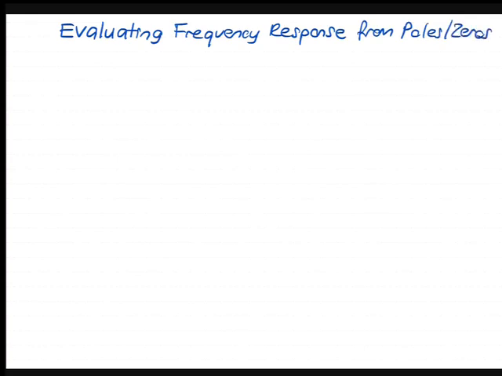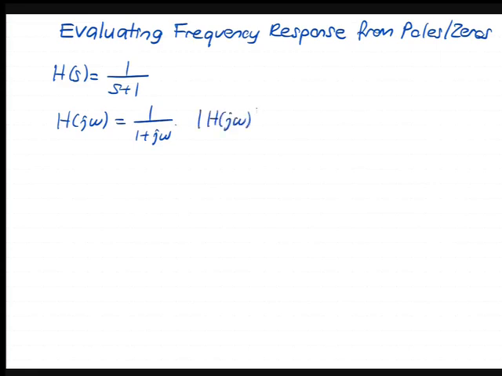So let's start simple. Let's think of an example where h of s is 1 over s plus 1. Is that low pass, high pass? You should be able to see this anyway, right? The frequency response is h of j omega equals 1 over 1 plus j omega. So if you look at the norm, the absolute value rather, of h of j omega, it's 1 over the square root of 1 plus omega squared. All right, so it is a low pass.